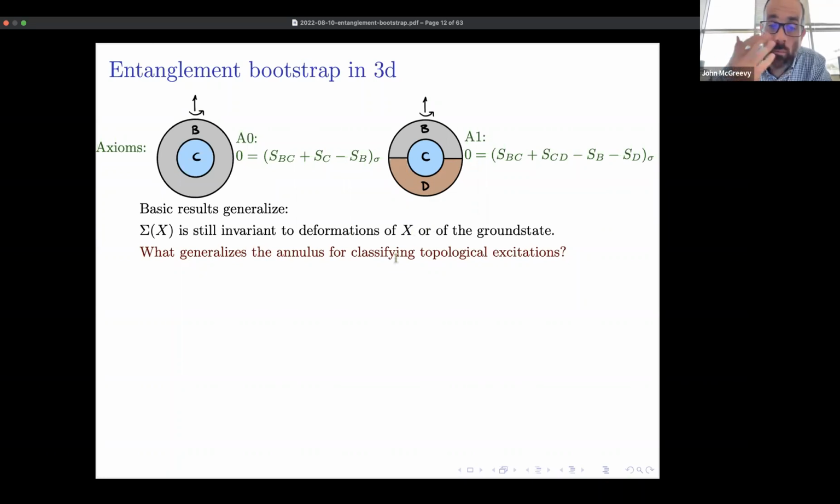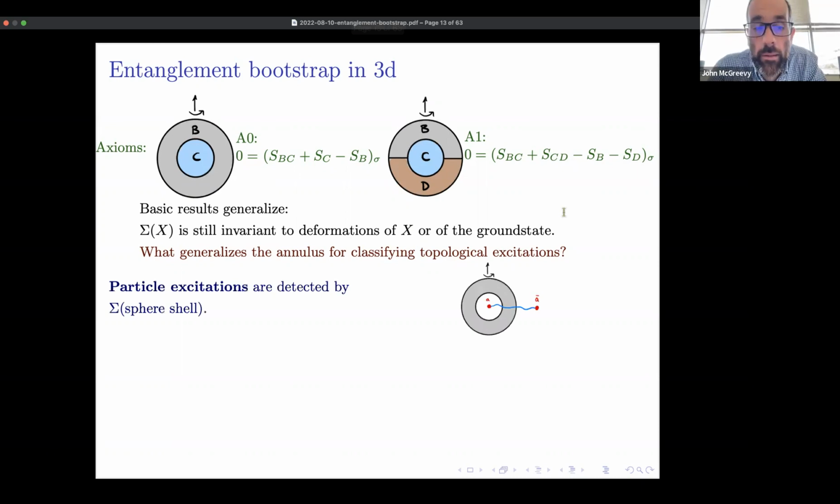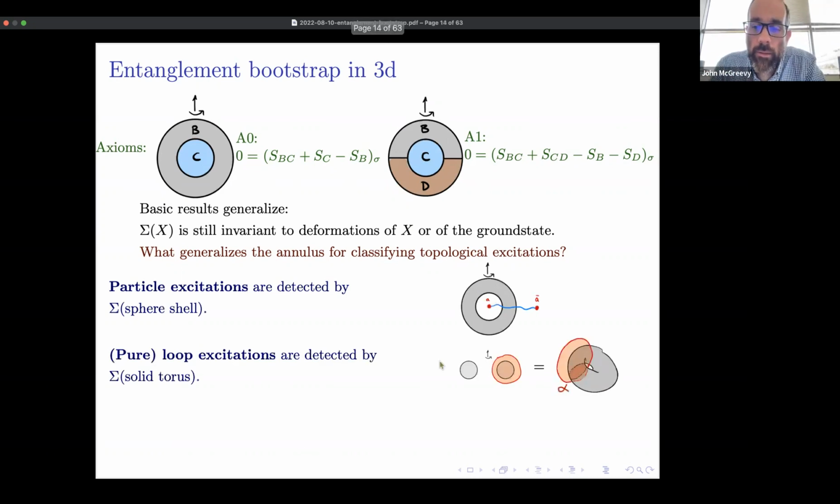And now we can ask, what generalizes the annulus for classifying the topological excitations, say in 3 dimensions? So again, there can be particle excitations, which are detected by a sphere shell. The sphere shell surrounds a particle. And there can be loop excitations, which are detected by the information convex set of the solid torus. So here's a solid torus, and an excitation which is created by a membrane operator whose boundary links with that solid torus creates an extreme point of the information convex set of the solid torus.